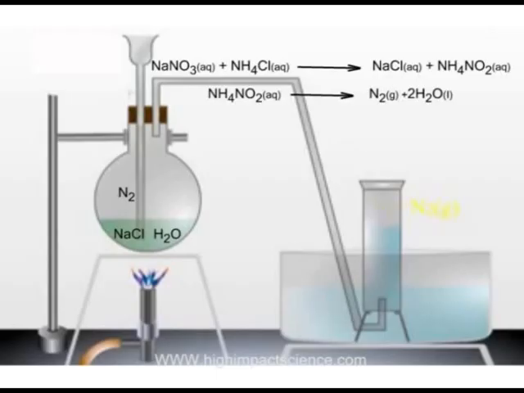Ammonium nitrite is very unstable and decomposes even at room temperature. For this reason, it cannot be stored. This explains why it has to be prepared fresh by reacting sodium nitrite and ammonium chloride.